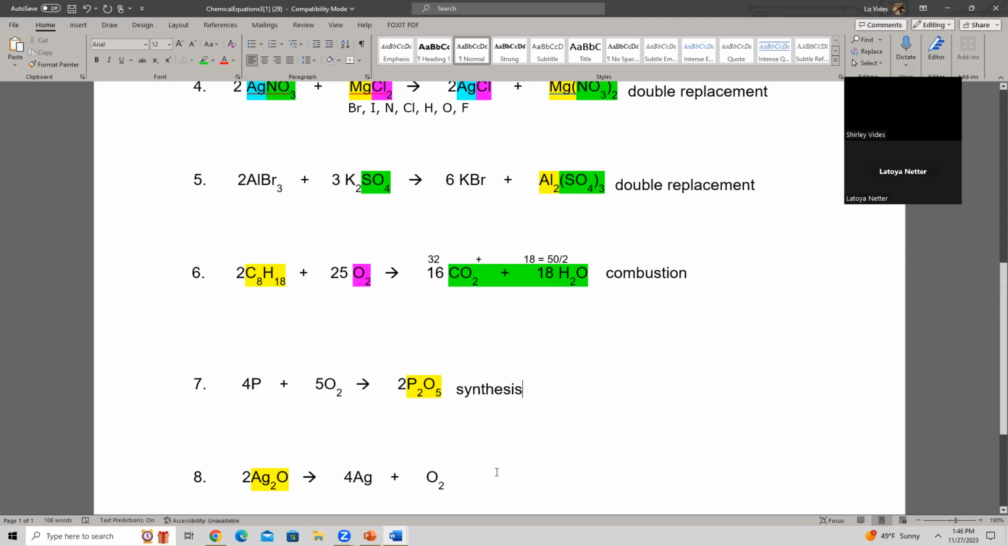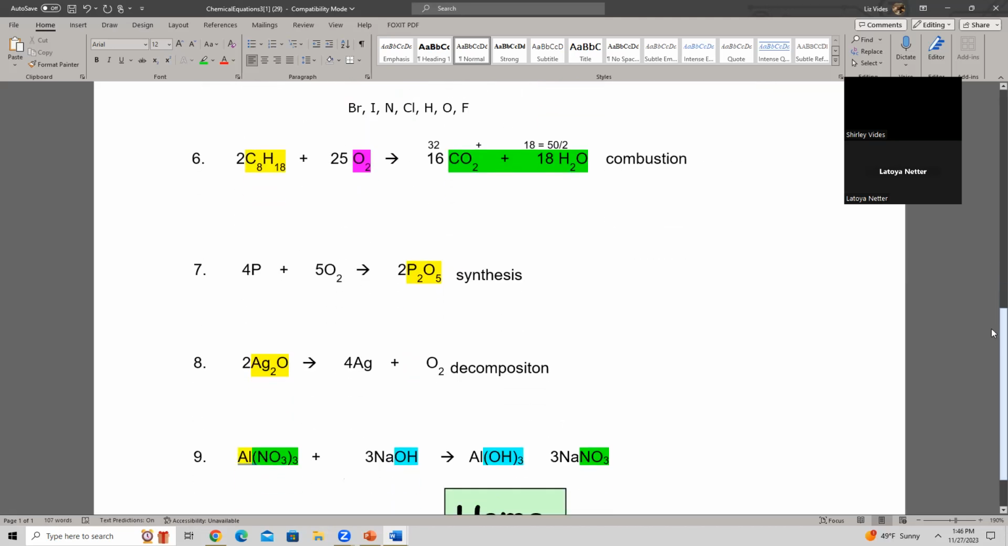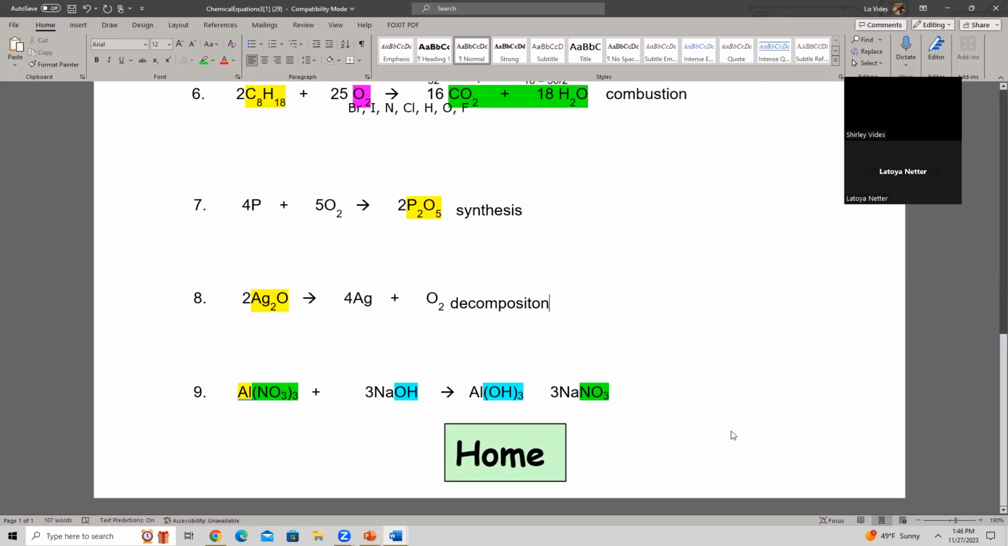Look at this next one. What's going on in that one? It decomposed. Yes, they're divorcing. See? Silver took most of it. I'm just kidding. Because it's got a 4 in front of it. Decomposition.